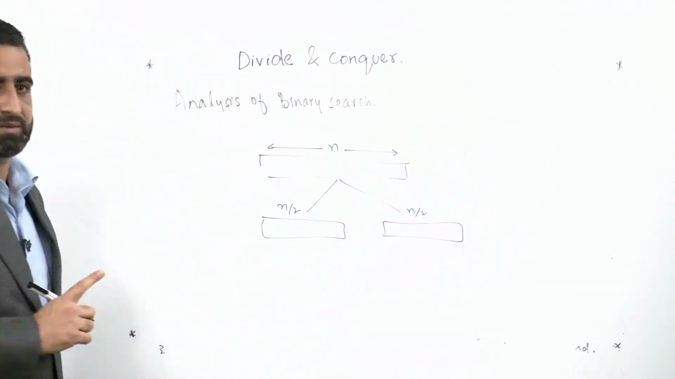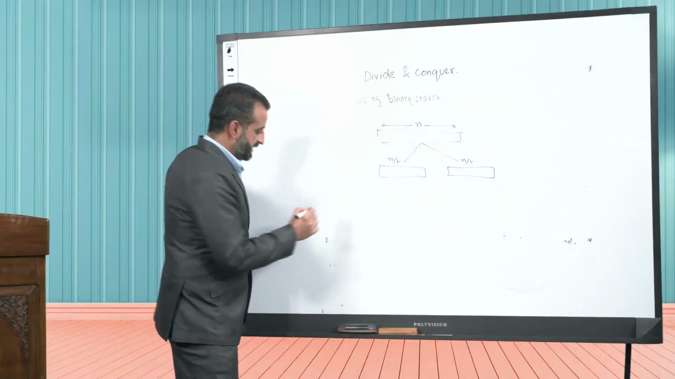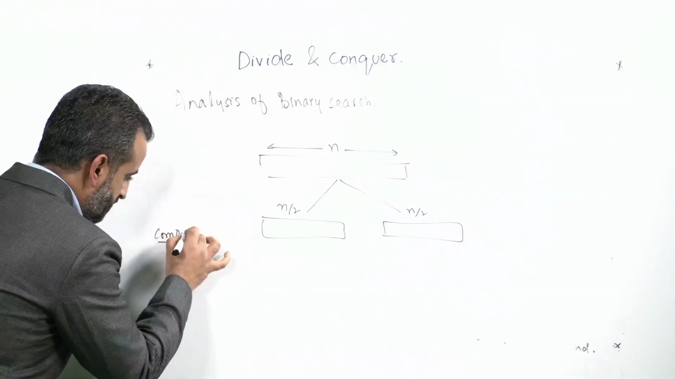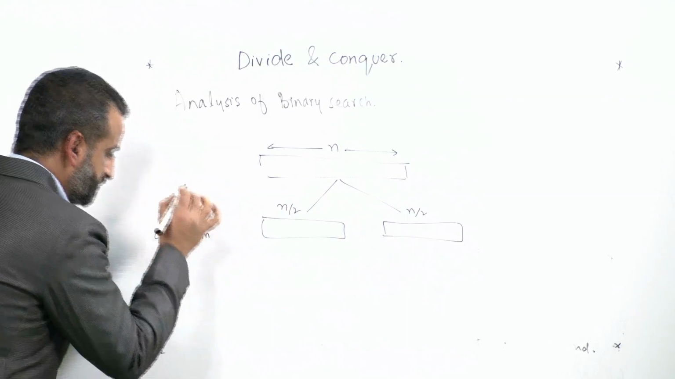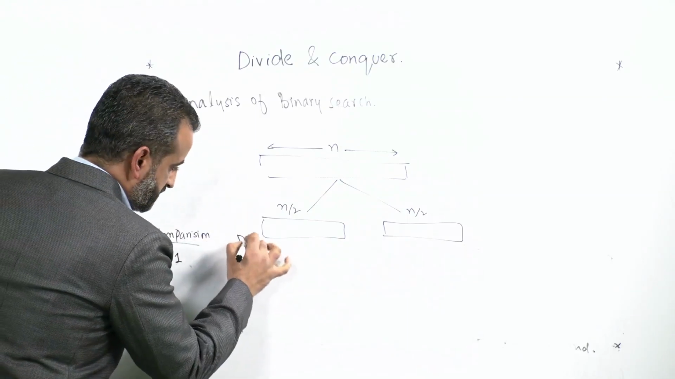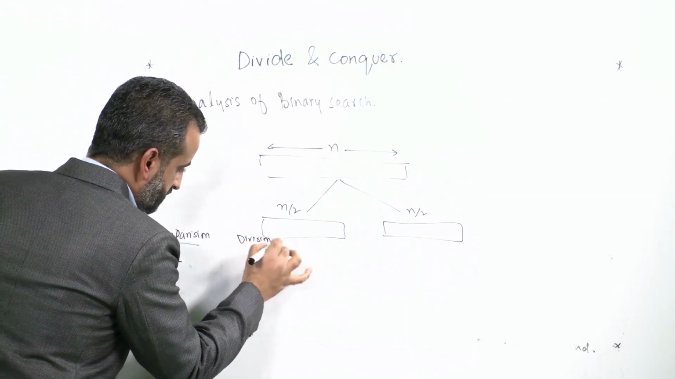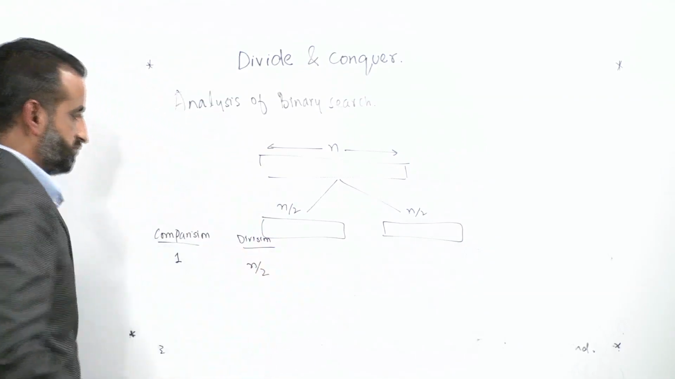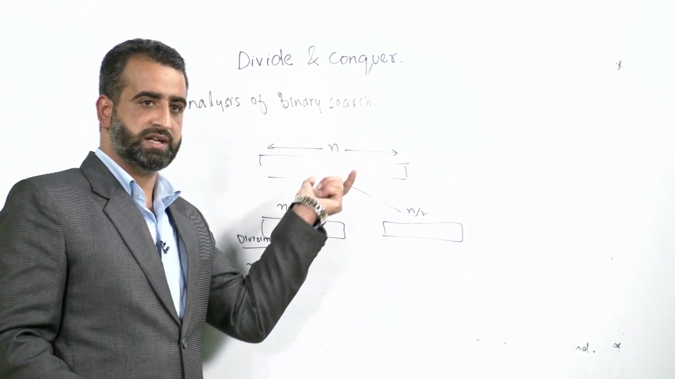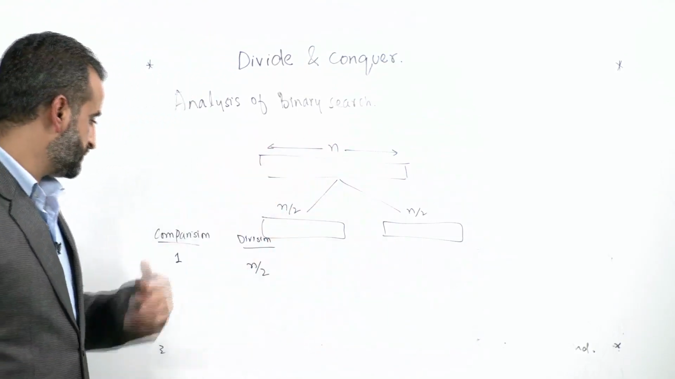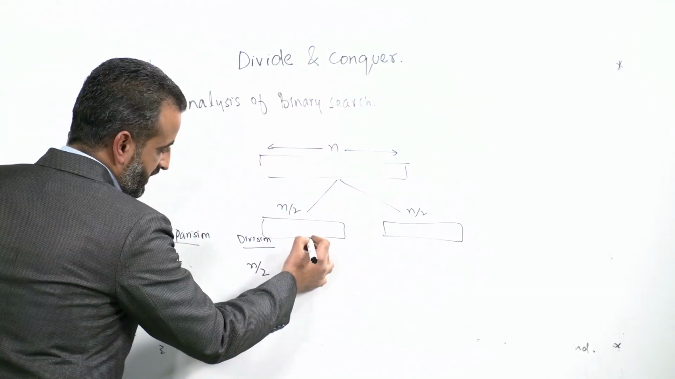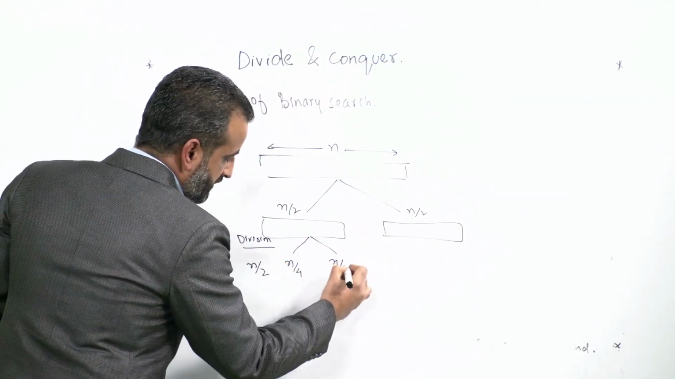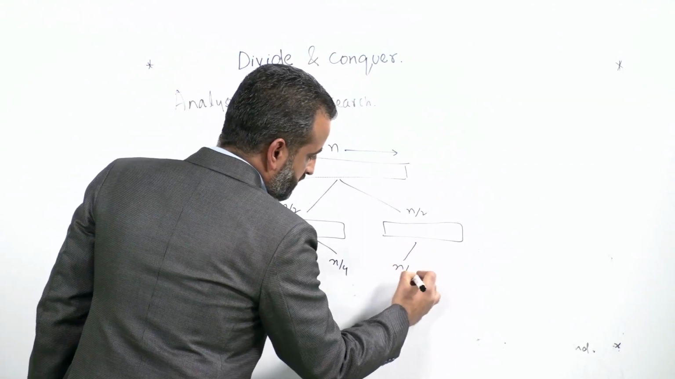This is the first comparison, remember that. So I can say on my first comparison, this is a comparison, and this is the division. On my first comparison, I actually divide the entire array into two halves. On my second comparison, I'll actually be dividing this into n by 4, n by 4, n by 4.